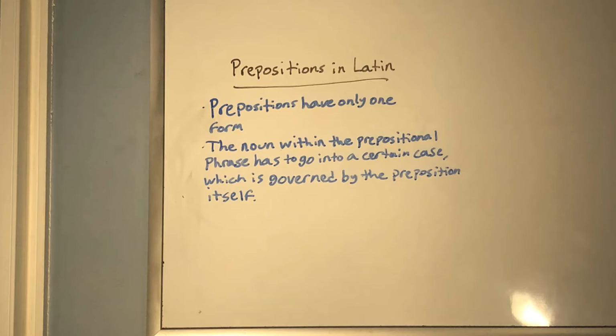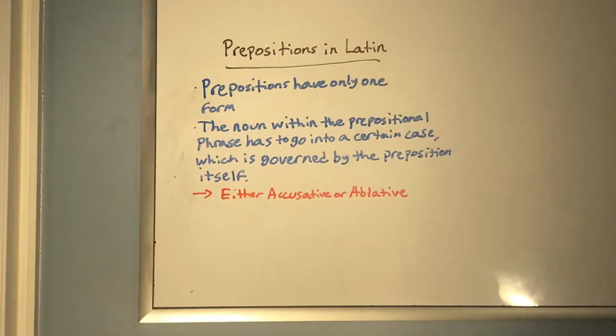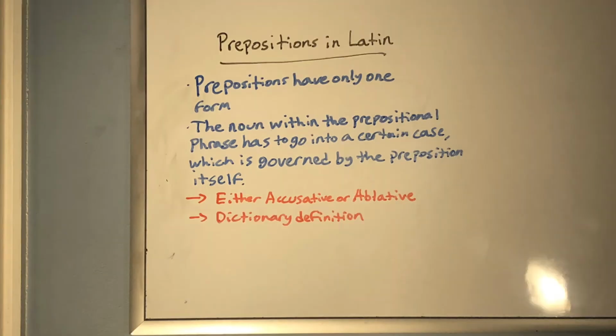With that being said, the noun in the prepositional phrase has to go into a certain case. That is governed by the preposition itself. So for every prepositional phrase, there will be a preposition and then a Latin noun that is either in the accusative or the ablative case. The preposition that you use decides which case that may be. You can see what that case is in the dictionary definition.